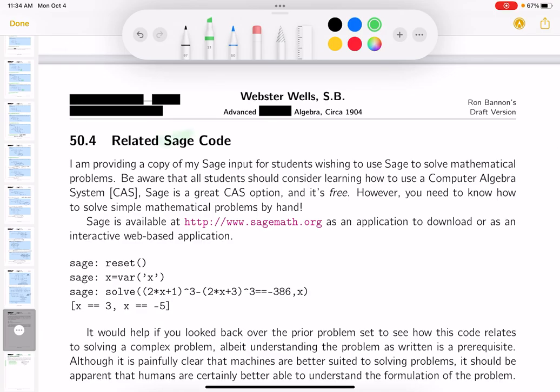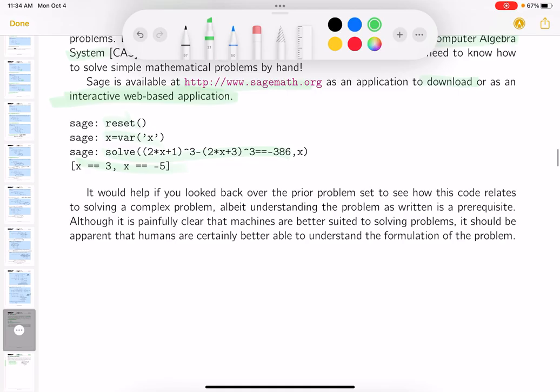Again, SAGE, let me point out what that is, a Computer Algebra System, CAS for short, it's free. Go to that website. You can either download the application or use the interactive web-based application and type some of this code in, see what happens. It does a really nice job. They're really simple problems to do.